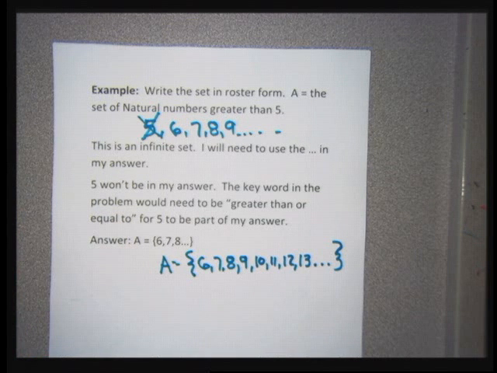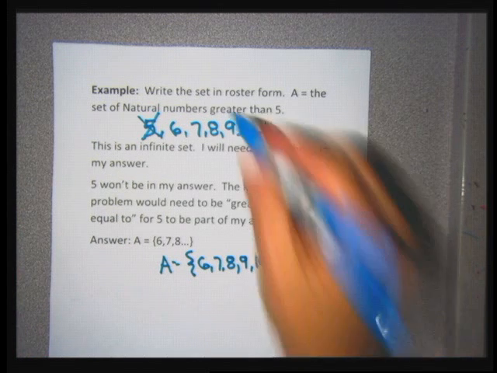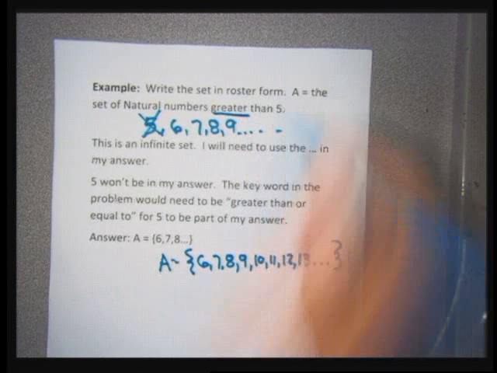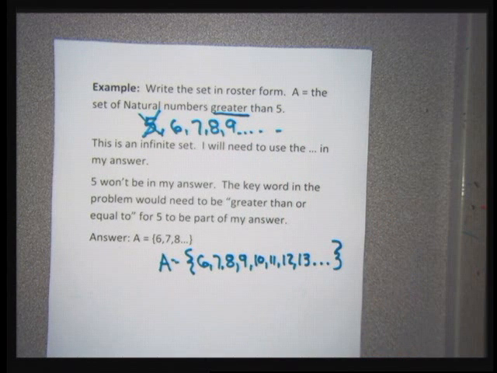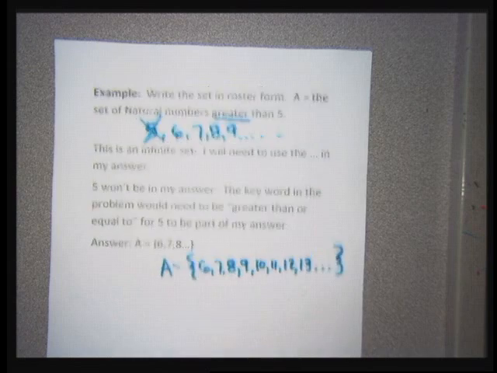It would be wrong if I had the 5 in the answer, because there's no "or equal to" with the words greater than, which means it doesn't include the number that's given in the description.